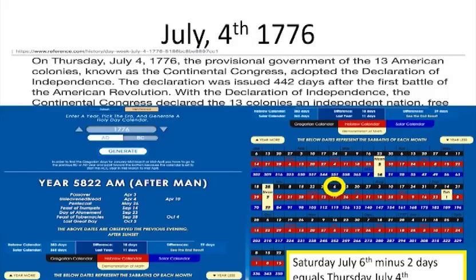Now, let me read something from the internet that tells you the date. It says, on Thursday, July 4th, 1776, the provisional government of the 13 American colonies, known as the Continental Congress, adopted the Declaration of Independence.